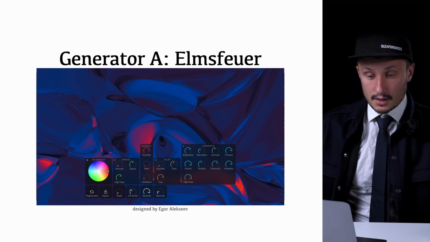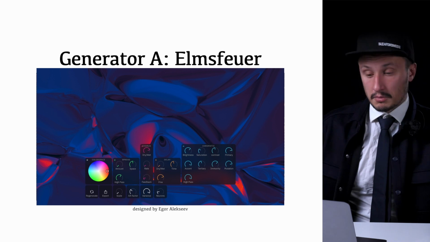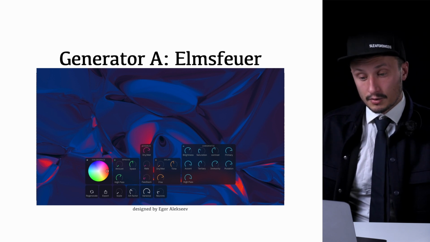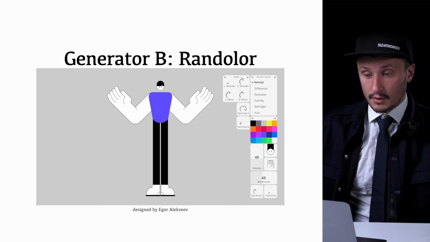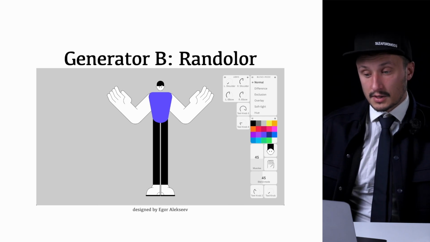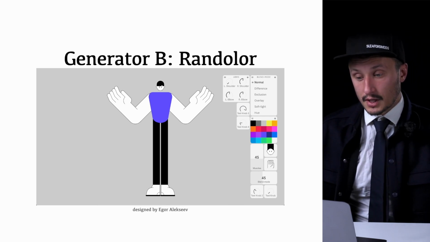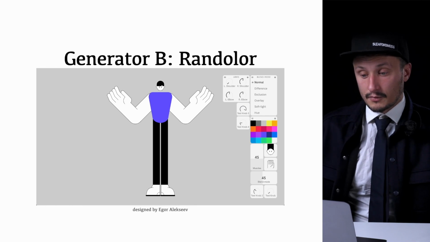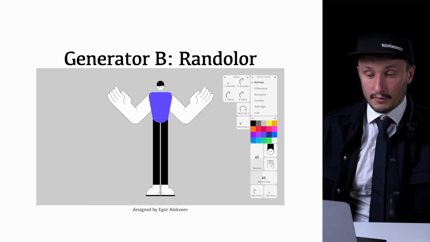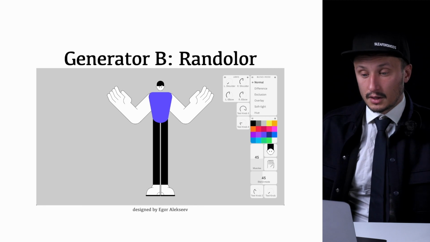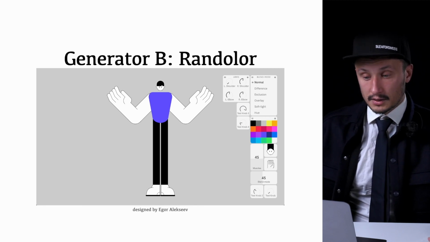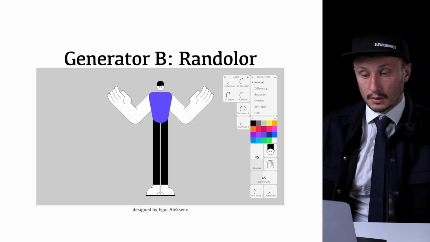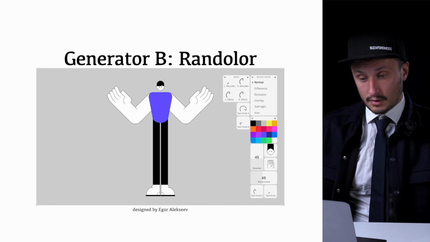And these are the examples for Elmsphere, the current generator. These are for Rendelor. As you may see, some controls are very custom. So, for example, you may choose the type of the head of the person, or you have the palette to choose the color of his or her clothes.